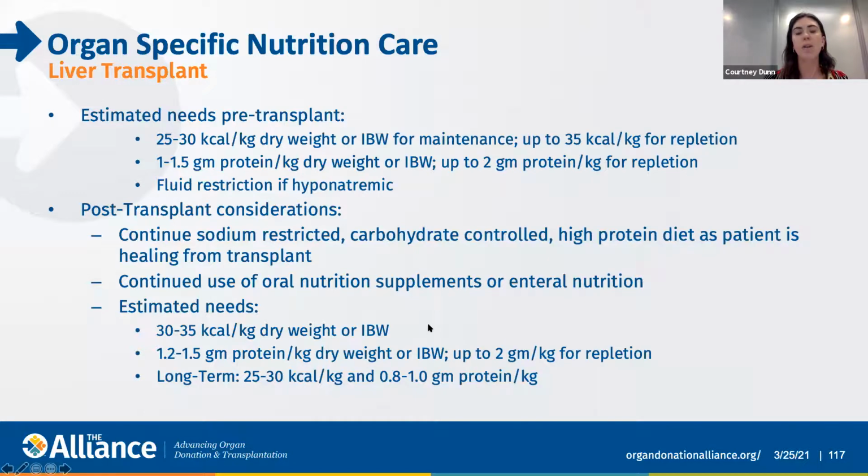Post-transplant considerations, the diet recommendations are just as before transplant. We'll want to continue any enteral nutrition if they were maintained on it prior to transplant until we know that they're able to maintain their intakes by eating alone. And their estimated needs are a little bit higher, so 30 to 35 calories per kg of dry weight to help make sure the patients are being repleted after transplant.